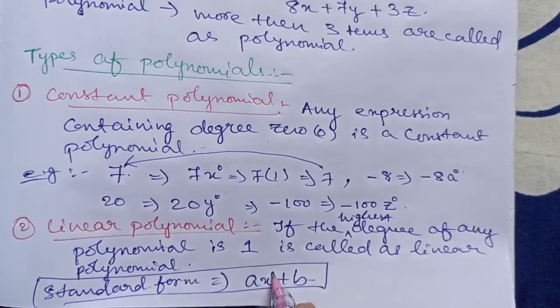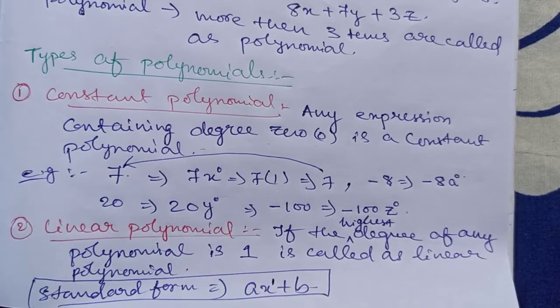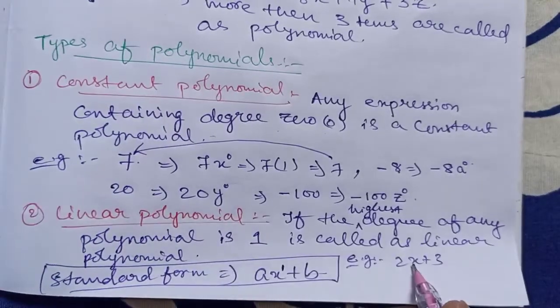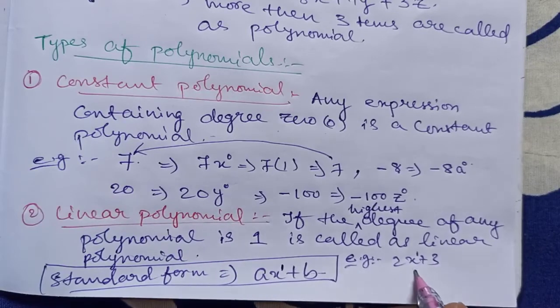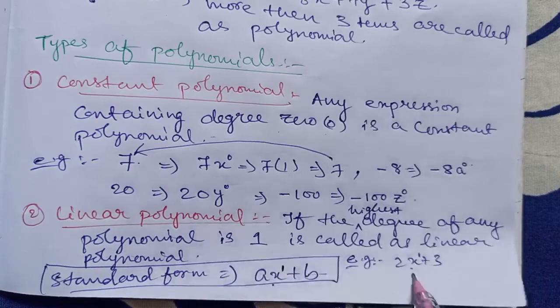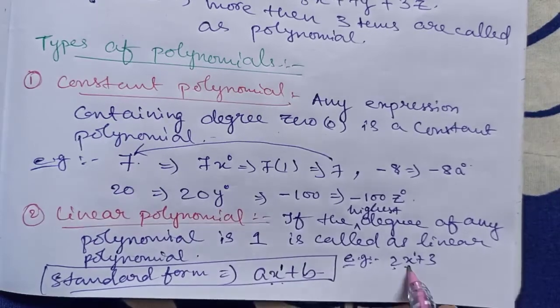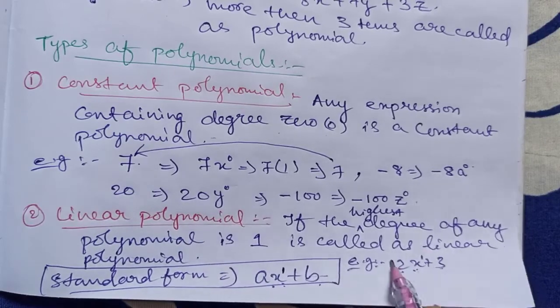What is the degree of x? 1. So it is a linear polynomial. We will see some examples of it. 2x plus 3. Okay, what is x? X is variable and its degree is 1. So it is a linear polynomial. If I compare the standard form and this equation, what is a? A is 2, x is variable, b is 3. Getting? So this is a linear polynomial.